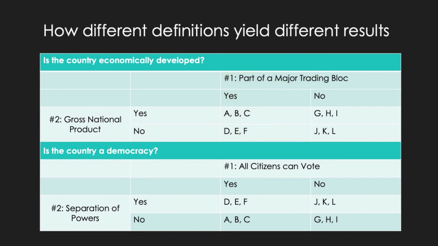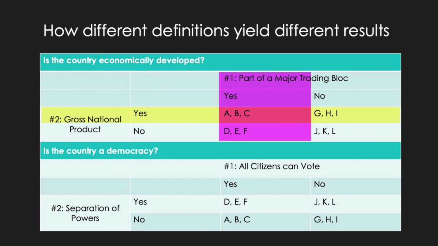But what about that gross national product measure? What if we wanted to use that variable instead? Well, then we see that that only applies to countries A, B, C, G, H, and I. And so notice, just by switching our variables, the way that we measure economic development, where previously we had countries D, E, and F considered economically developed when we were using the trading bloc measurement, now, when we switch to the gross national product measurement, they're no longer considered economically developed in our data set.